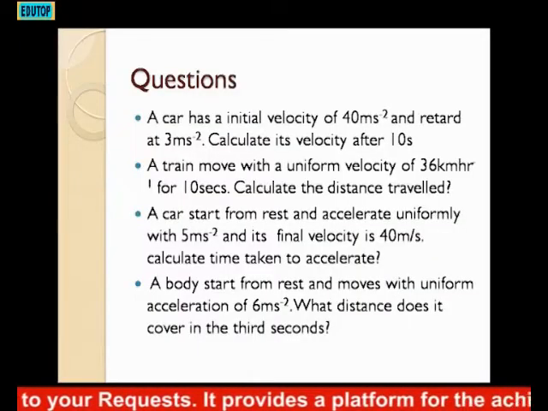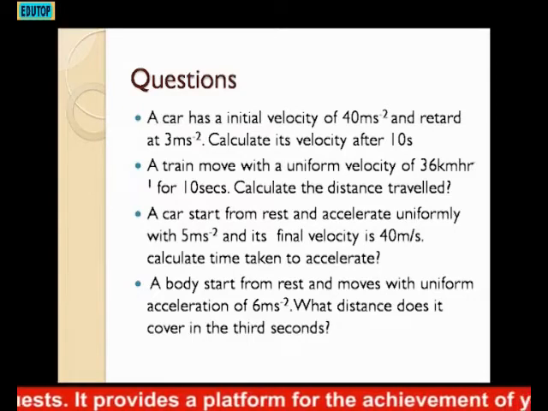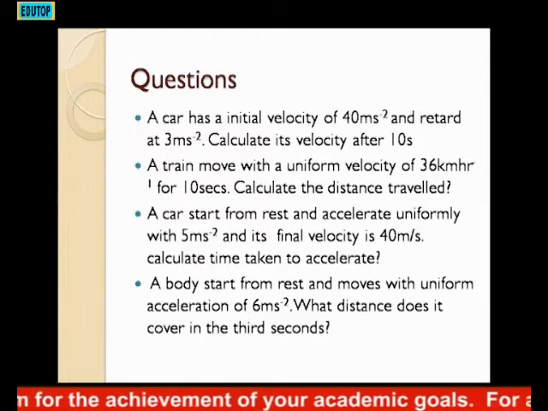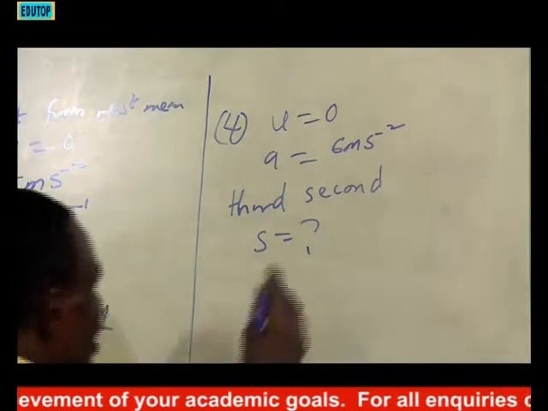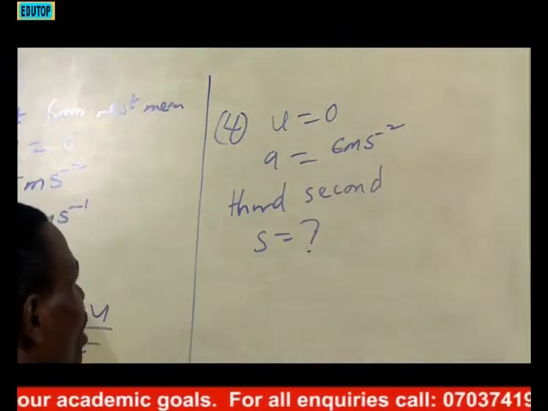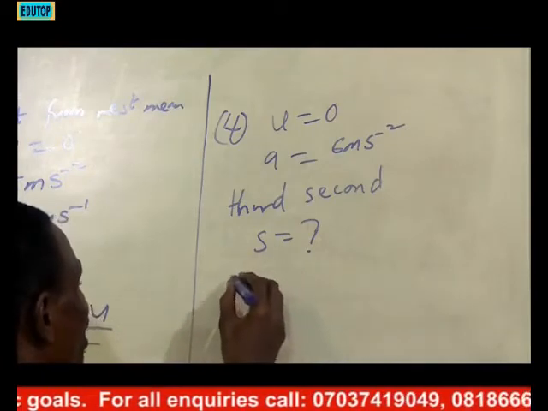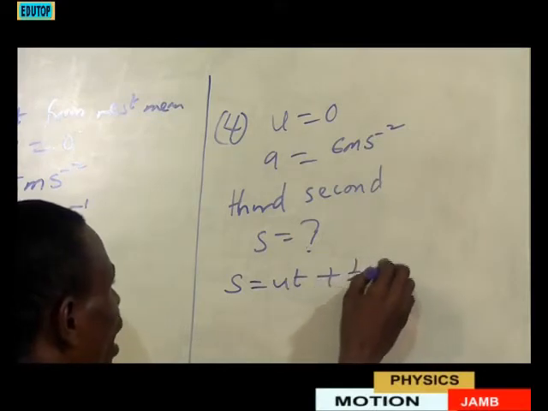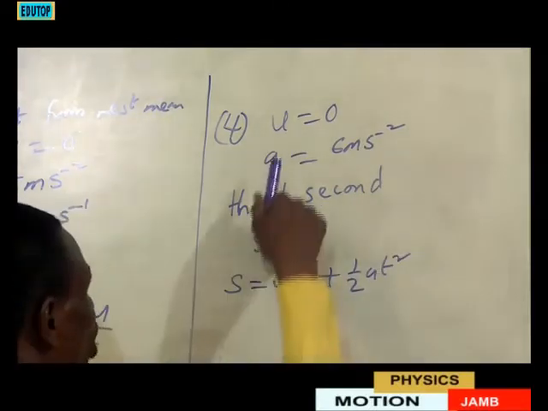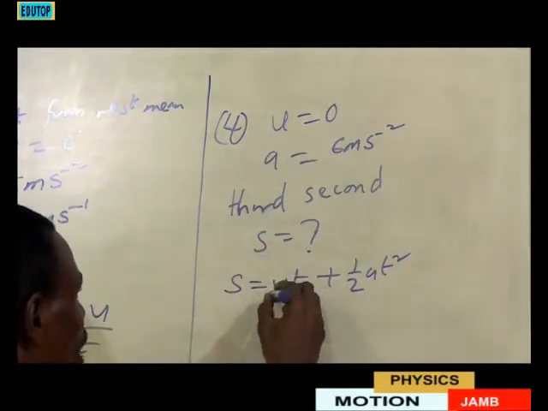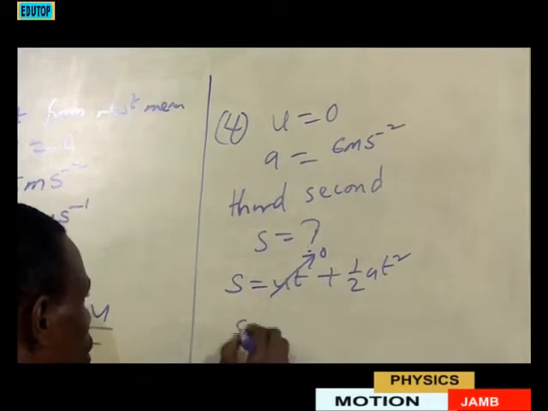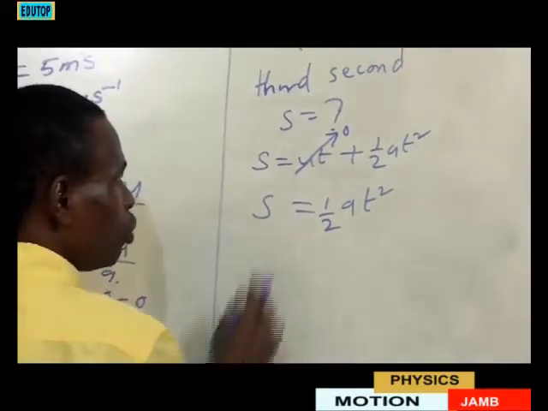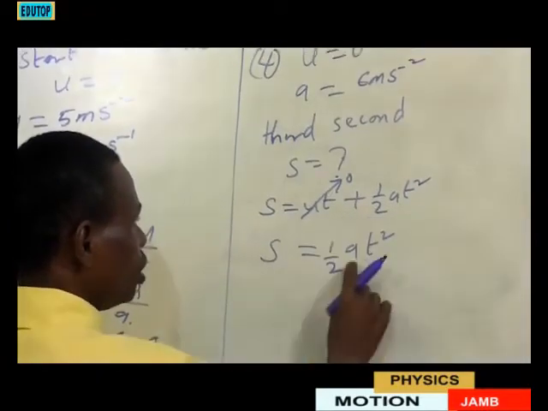Question number 4. A body starts from rest and moves with uniform acceleration of 6 meters per second squared. What distance does it cover in 30 seconds? Let's look at that. Before we can solve this, let's look at this formula that says S is equal to UT plus half AT squared. But we are told that U is equal to 0. So if U is equal to 0, everything here will be what? 0. And what we are having left is half AT squared. And we are looking for distance.